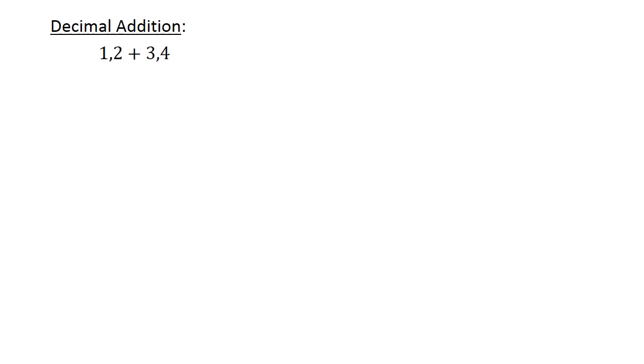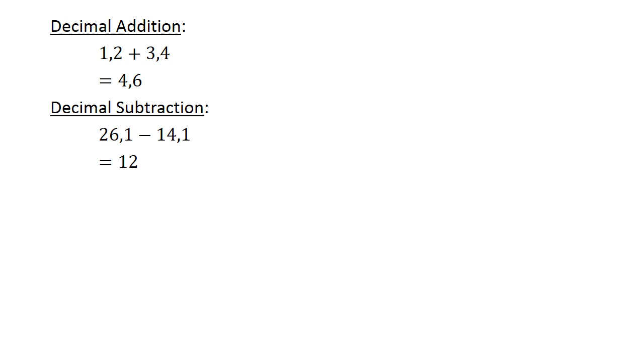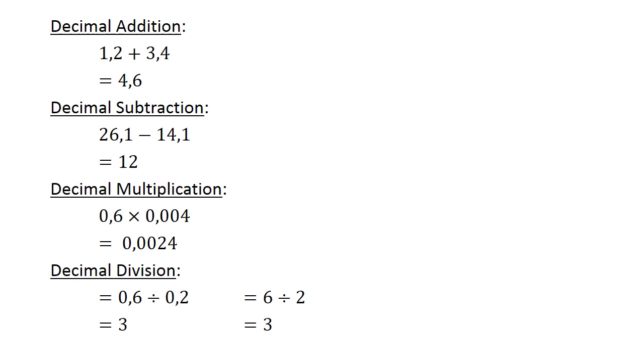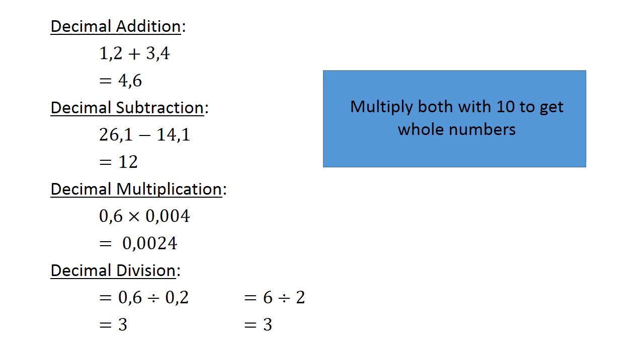Decimal addition. 1,2 plus 3,4 equals 4,6. Decimal subtraction. 26,1 minus 14,1 equals 12. Decimal multiplication. 0,6 times 0,004 equals 0,0024. Decimal division. 0,6 divided by 0,2 equals 3. Multiply both by 10 to get whole numbers.